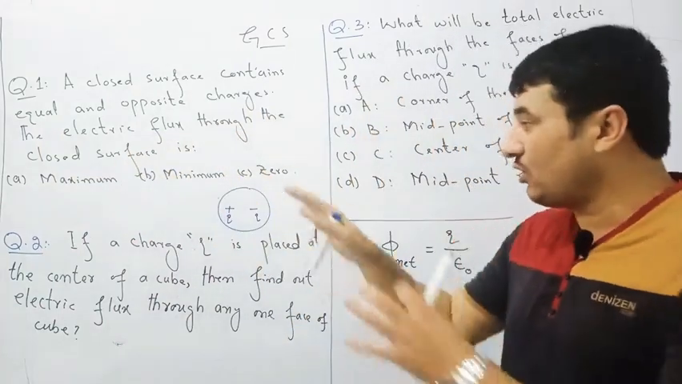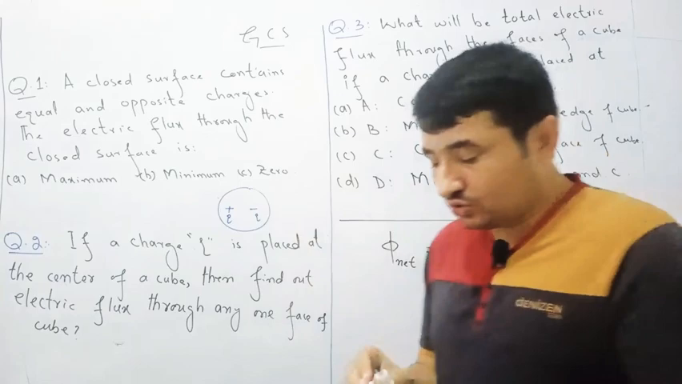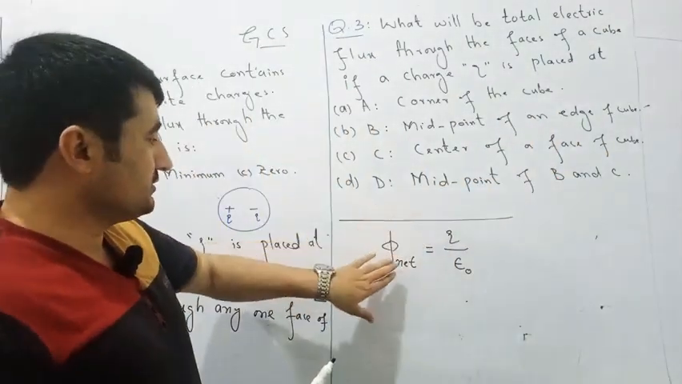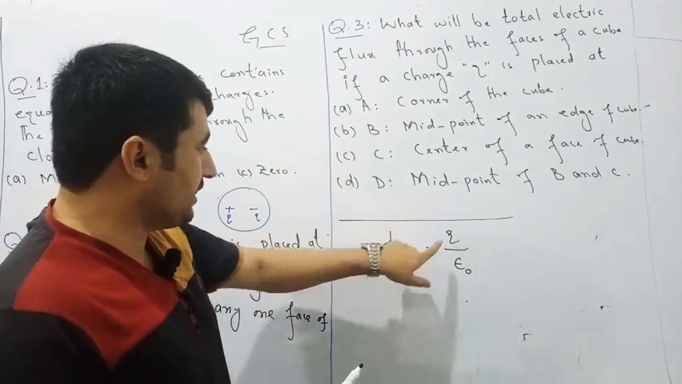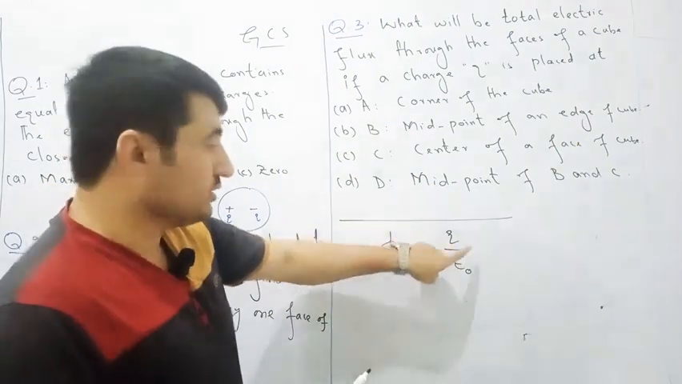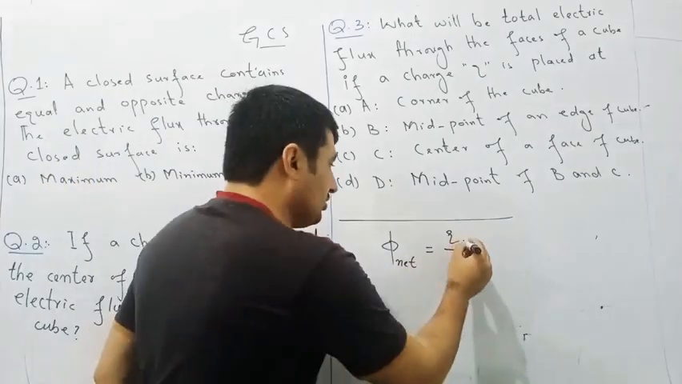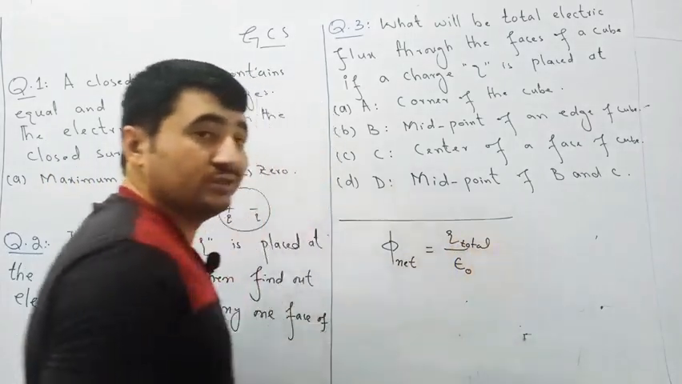What will be the electric flux through this closed surface? So the idea is again very simple. Gauss's law says the net electric flux is equal to Q by epsilon naught, where Q is the total charge enclosed in the surface.